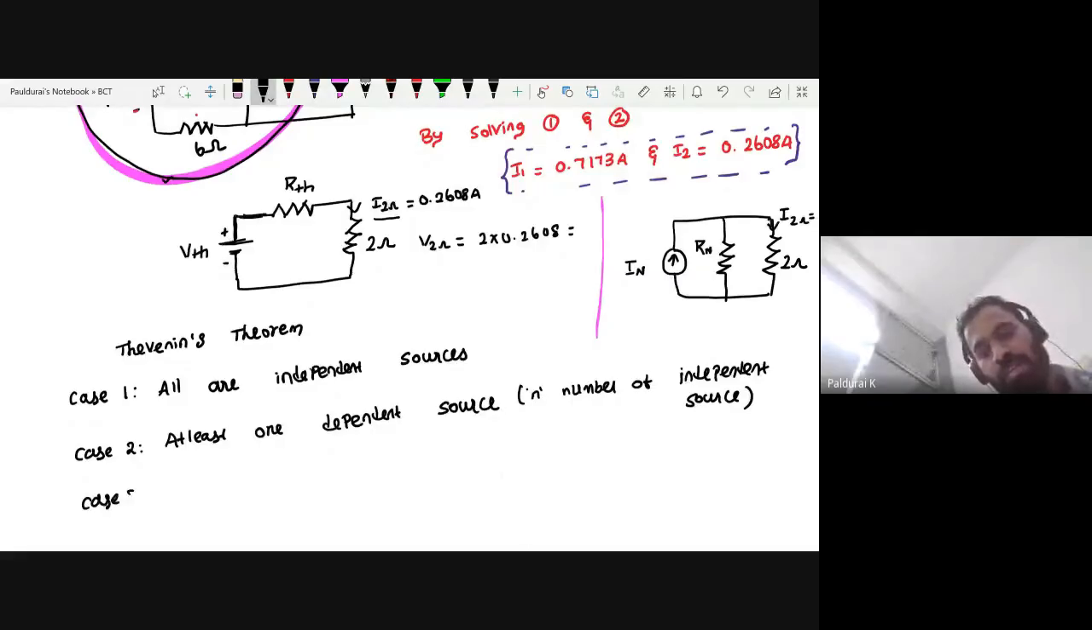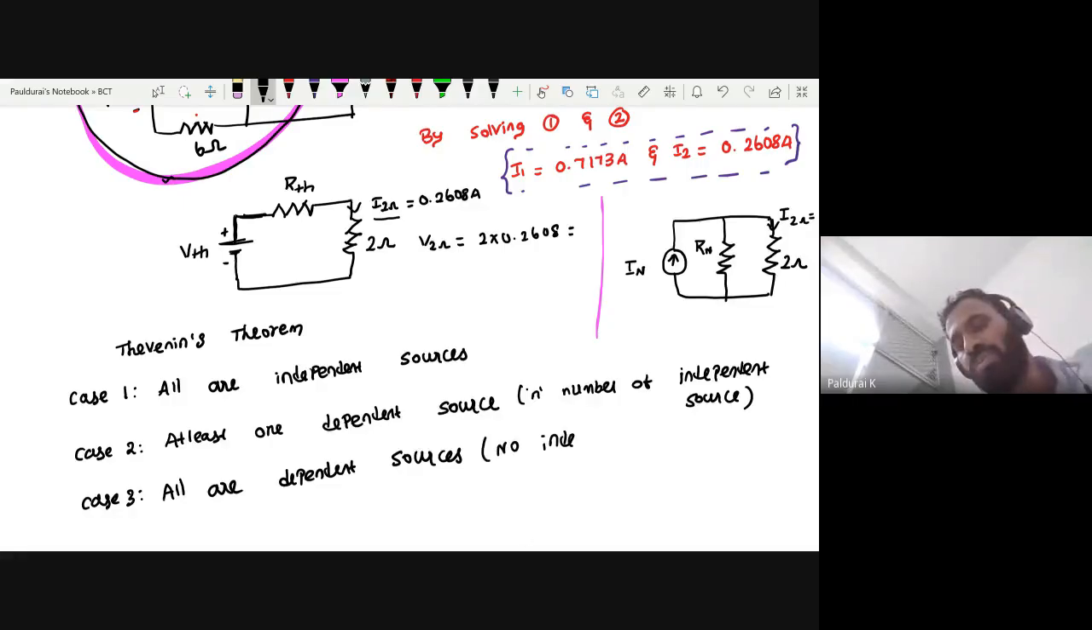Now case 3, all are dependent sources. There is no independent source. They may give any circuit. First you want to find in which category it falls. It may fall in case 1 or case 2 or case 3. For each category we have a separate procedure to calculate VTH and RTH. It's quite interesting. Don't worry, I will let you know one by one.